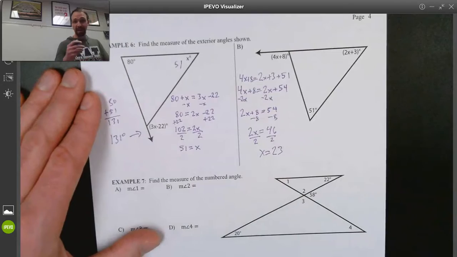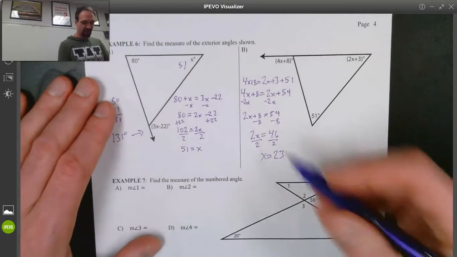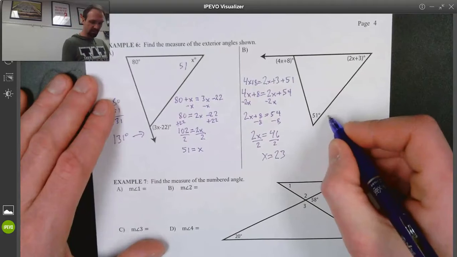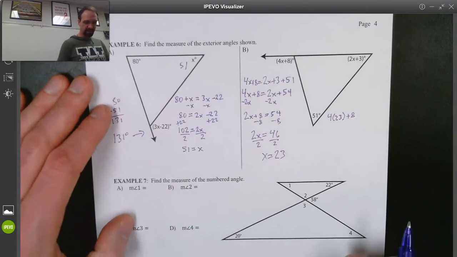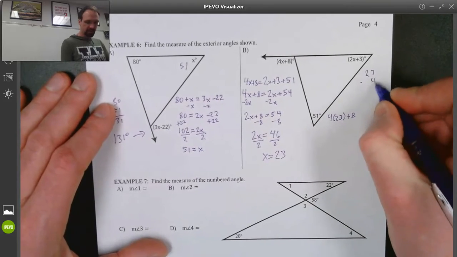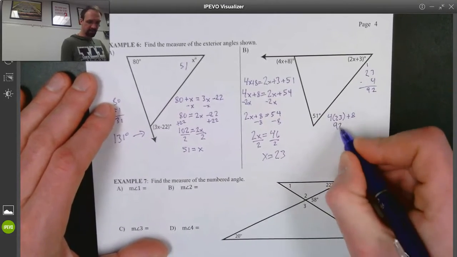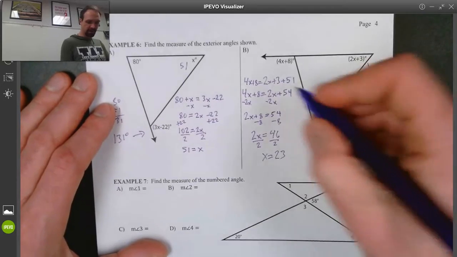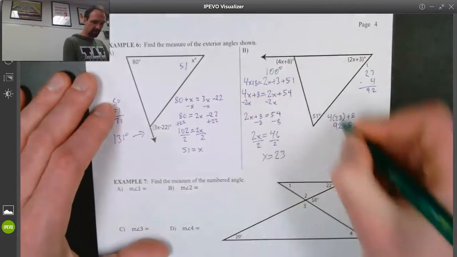Again, not my final answer, because I need to substitute that back in to find the value. I'm going to substitute it back into this one here. So I'm going to take 4 times 23 plus 8. Let's see, 4 times 23 is 92. 92 plus 8 is 100 degrees. So this angle measurement here is 100 degrees.